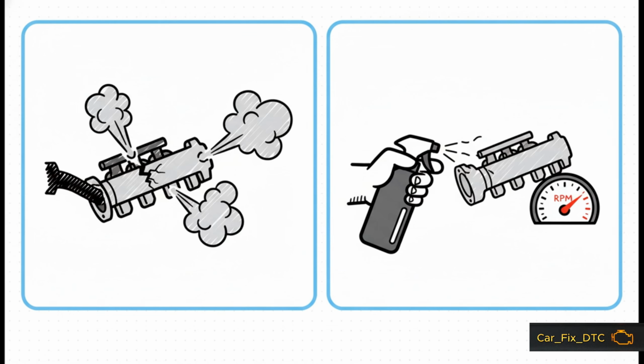A smoke machine is the pro way to find it, but you can also try the old-school liquid spray method. With the engine running, you just spray a little carb cleaner around the intake gaskets and hoses. If the engine's idle suddenly changes, boom, you've found your leak.